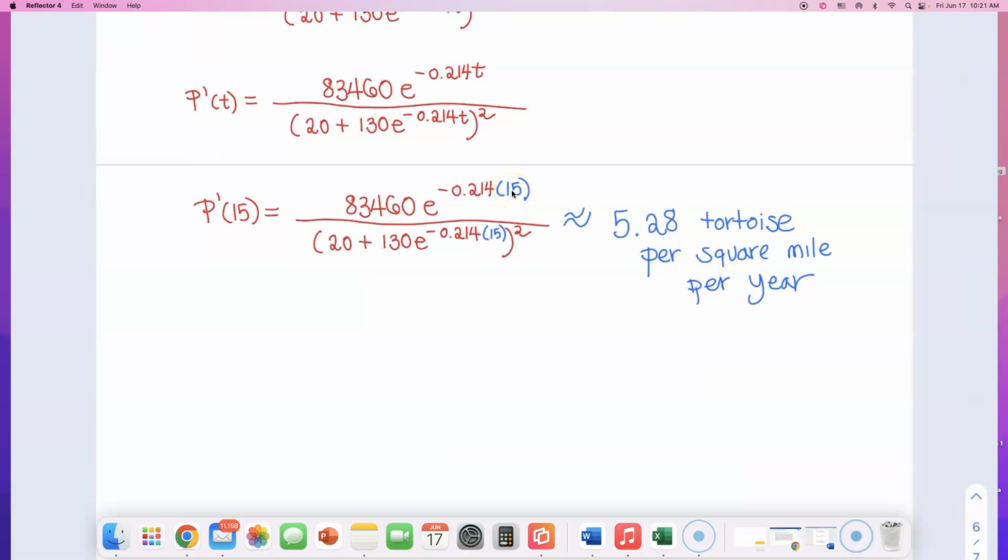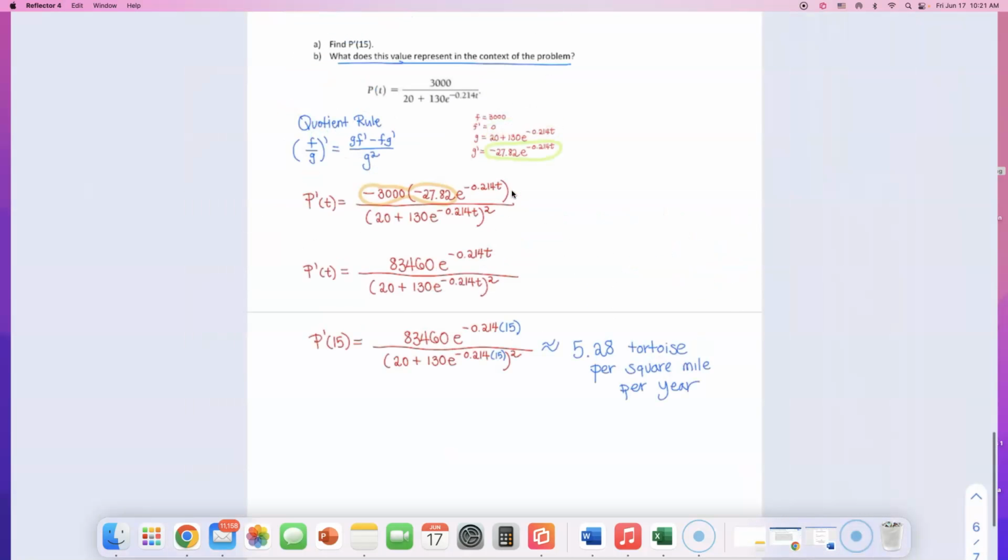I don't think I'll write that down, but that is how you would do number 7, finding the derivative using the quotient rule, plugging in the number to find the answer for part A, but just need to talk about what that number means in the context of the problem.